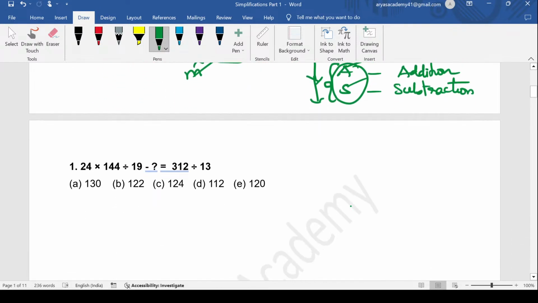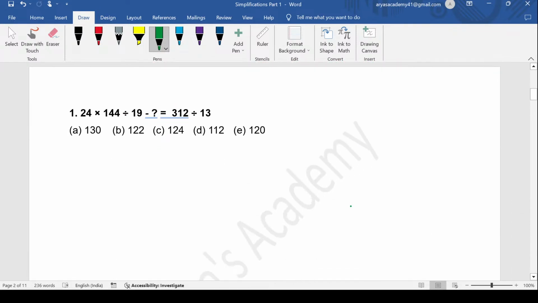Okay. So after knowing this, now we will move on to the questions. If you see here, we have multiplication, then division, then subtraction, and then again division. Out of the symbols used, multiplication, division, and subtraction, which has to be given priority? The division part has to be given priority.